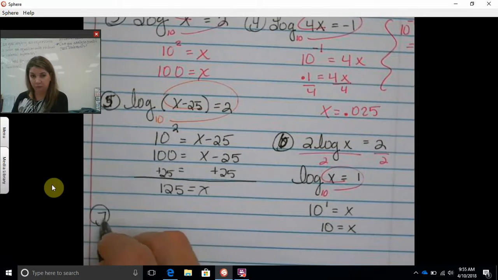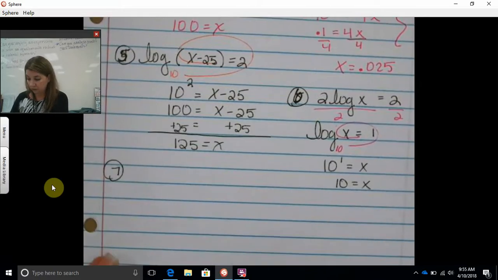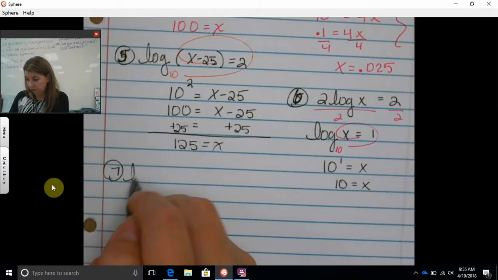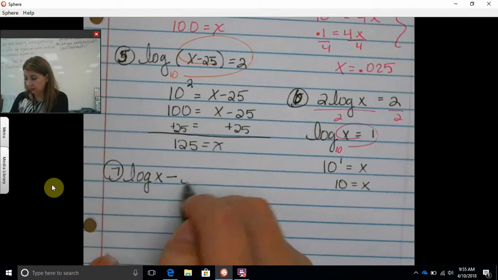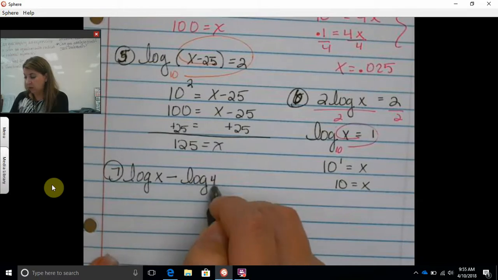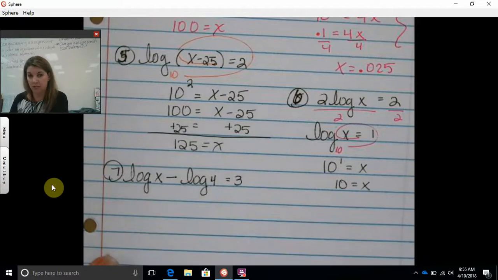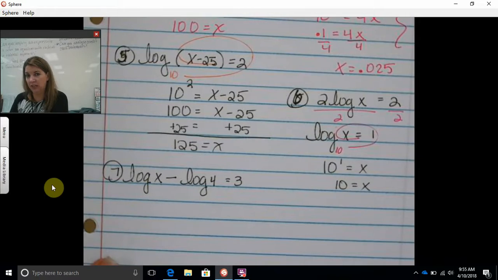Number 7. Log of x minus log of 4 equals 3. And you're like, what? But don't panic. Could I use the change of base on log of x? No, because I've got a variable with a log, right?